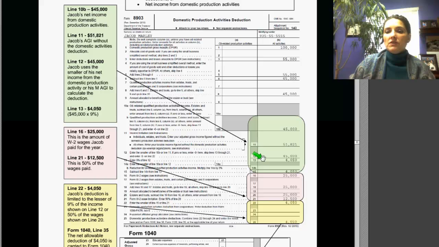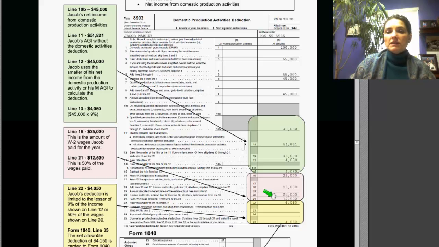We enter the lesser of those two numbers on line 12 and then multiply the result on line 12 by 9%. That gives us $4,050. We carry that number down to line 15 and enter it on line 15. The next step is to look at the amount of wages that he paid for the year, and the wages he paid were $25,000. He enters those on lines 16 and 18 and 20. He then multiplies that figure of $25,000 by 50% and enters $12,500 on line 21.